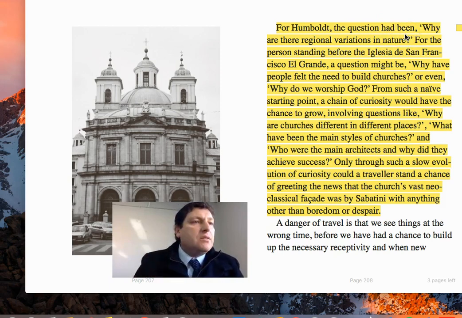But for a person in a different circumstance, they might go through the same frame of process. And what he refers to as the chain of curiosity. And it would be this. For the person standing before the Iglesia de San Francisco el Grande, a question might be, why have people felt the need to build churches? Or even, why do we worship God? From such a naive starting point, a chain of curiosity.